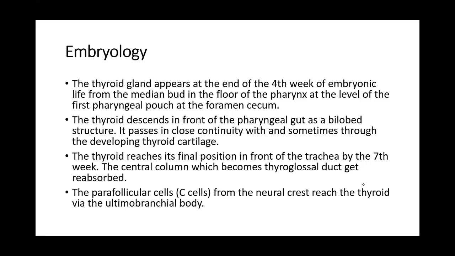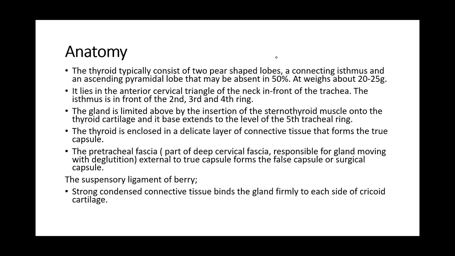Now, the parafollicular cells, as we mentioned, come from the neural crest cells. You know, these parafollicular cells originate from the ectoderm. The neural crest cells originate from the ectoderm. They reach the thyroid via the ultimobranchial body, and their role is secretion of calcitonin. So this is a brief note on the embryology of the thyroid gland.